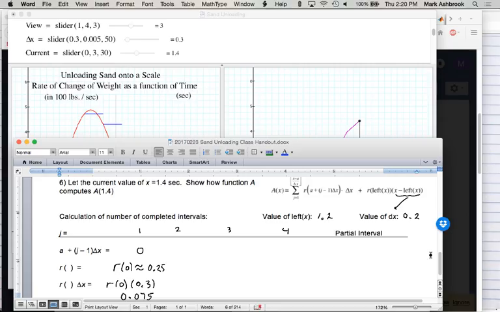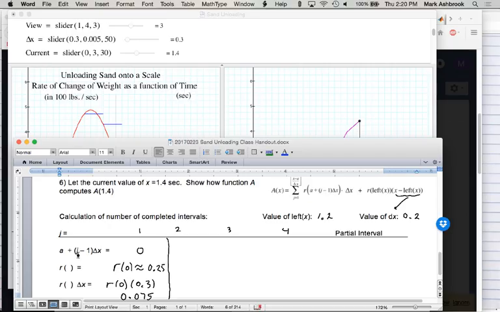So this is how that formula is doing it, right? Those three things we just did are this part of the formula for the first interval. We found the x value, which was 0. We took r of 0, which was 0.25, and multiplied it by 0.3. Then what does it do? It goes on to the second interval.